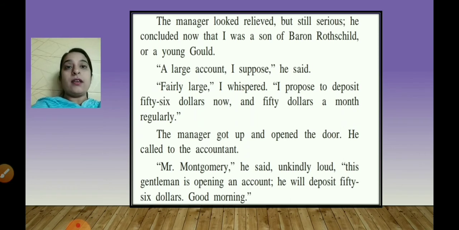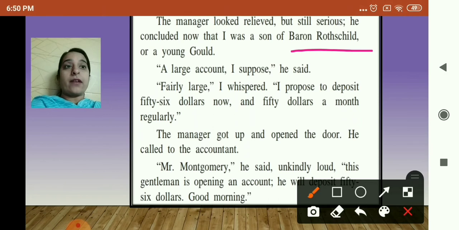So children, when the manager was convinced that the narrator was not a detective, he was relieved now, but still he was serious. He concluded that the narrator was a son of Baron Rothschild. Now children, Baron Rothschild or a young gold means they were the wealthiest men or very influential men of those times. That is the richest men of those times. So the manager felt that he was the son of a Baron Rothschild or a young gold, that is the wealthiest man of that time.